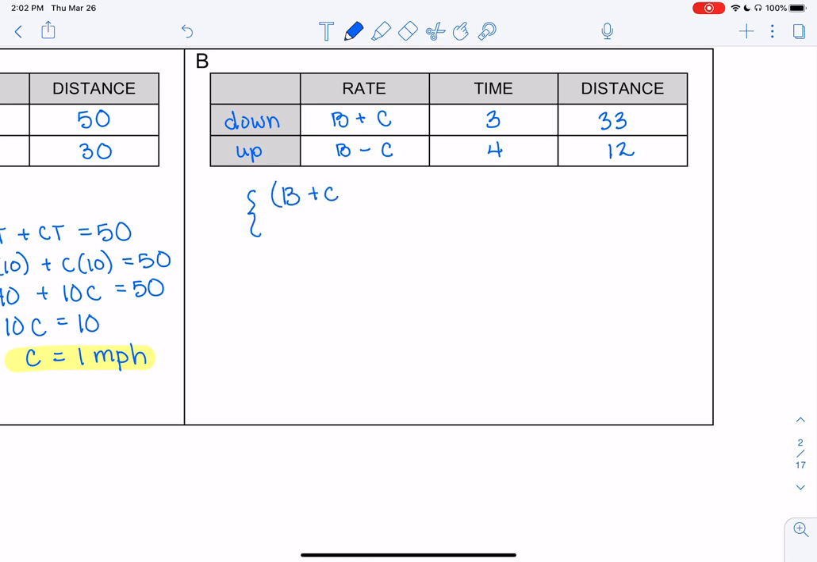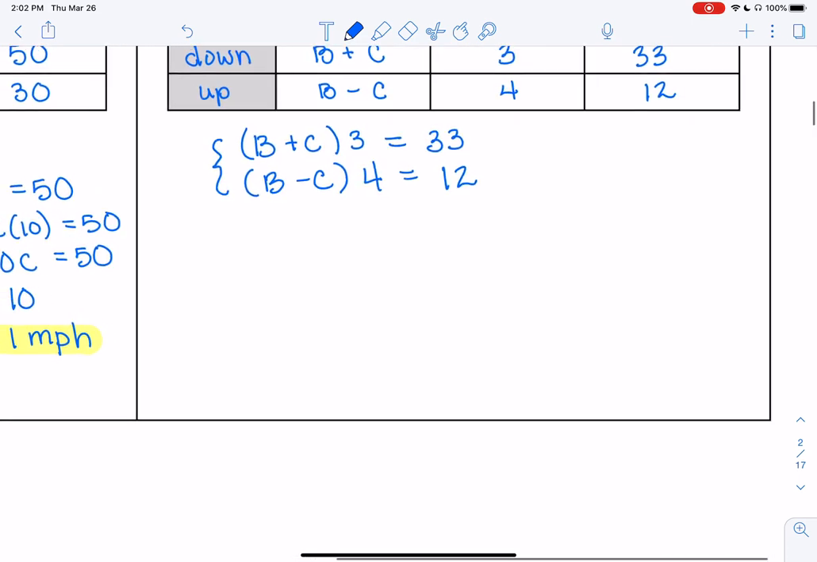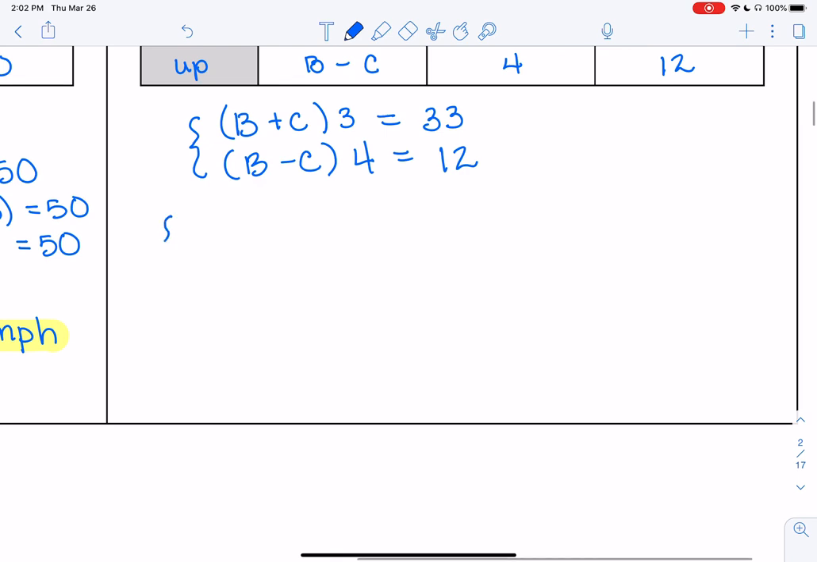So boat plus current gets multiplied by 3 to equal 33. Boat minus current gets multiplied by 4 to equal 12. All right, so I can go back now and distribute the 3 across that. 3b plus 3c equals 33. And then I have 4b minus 4c equals 12.